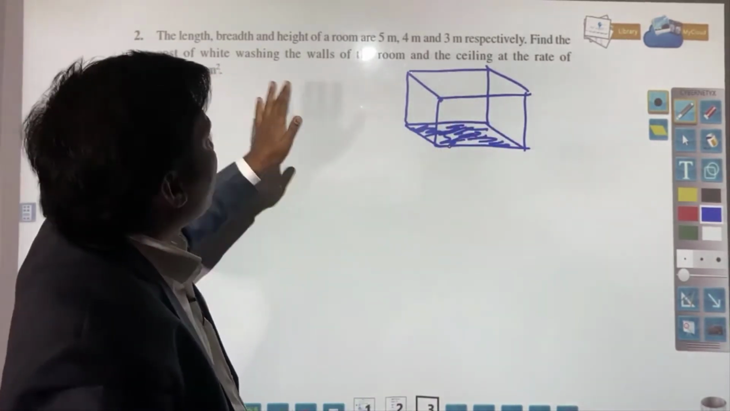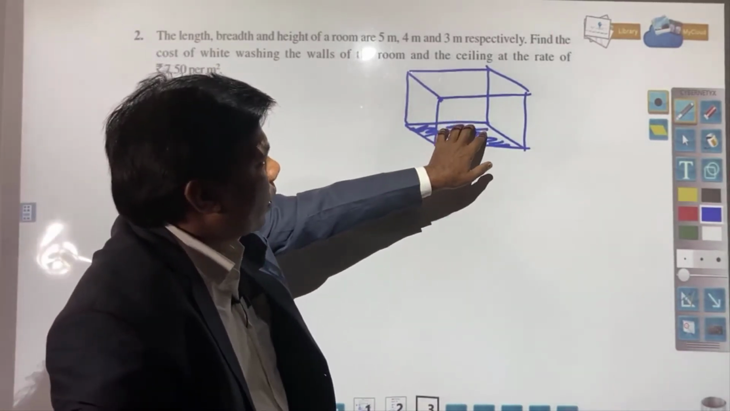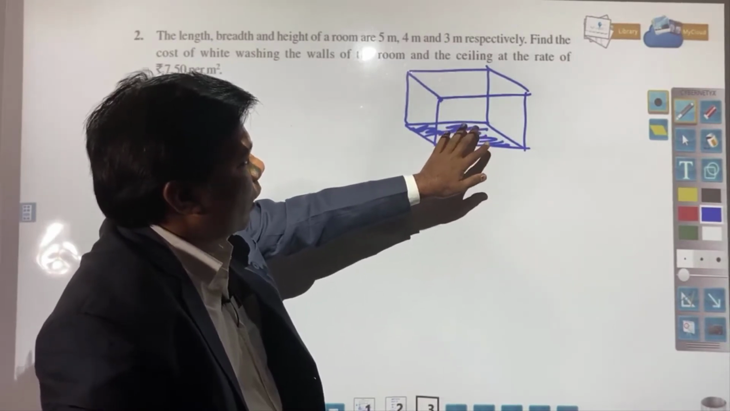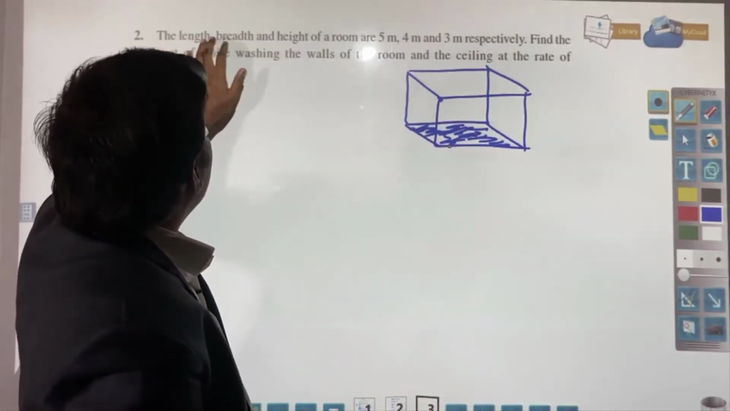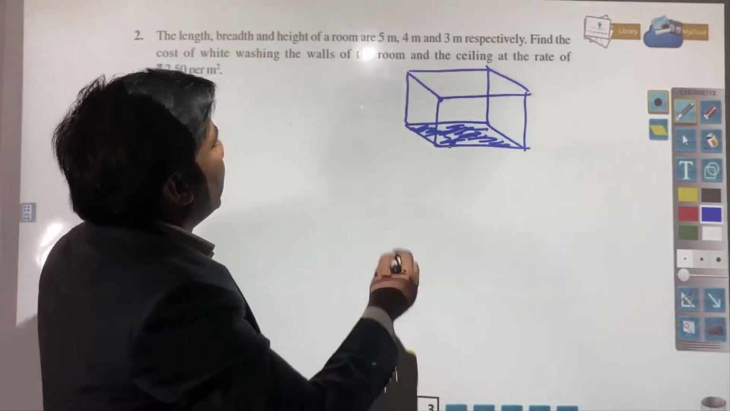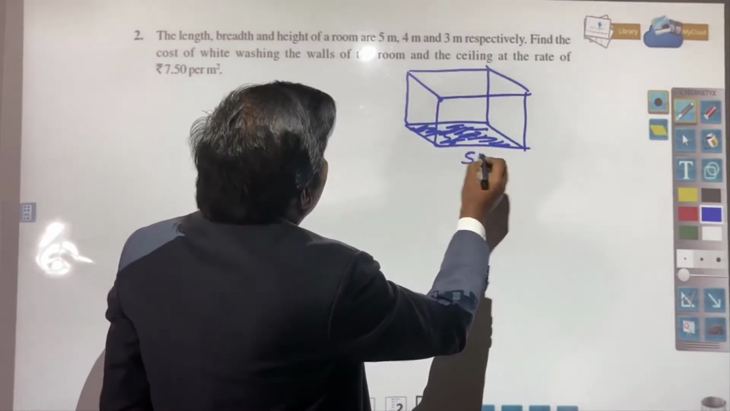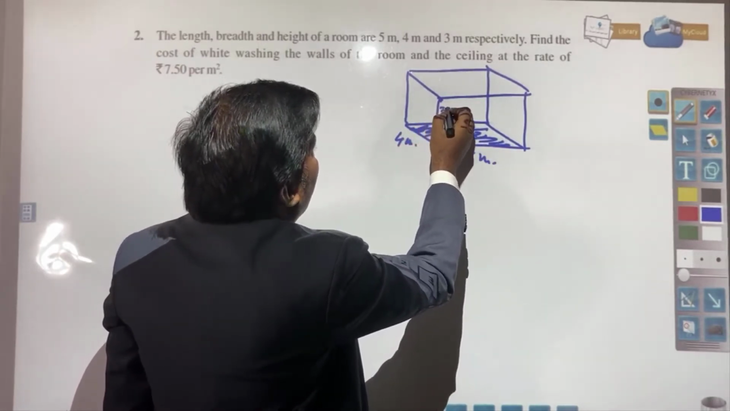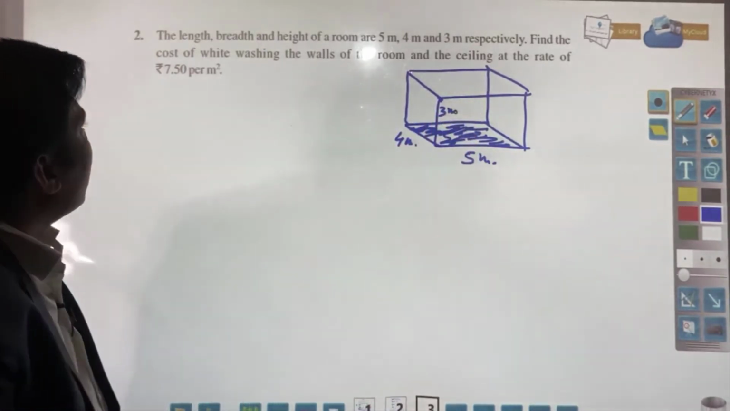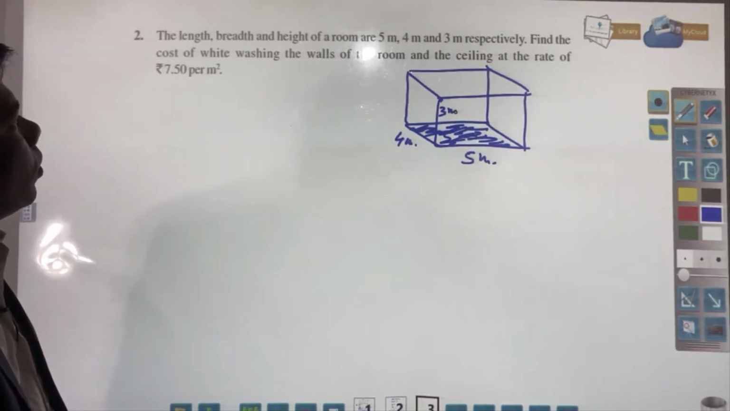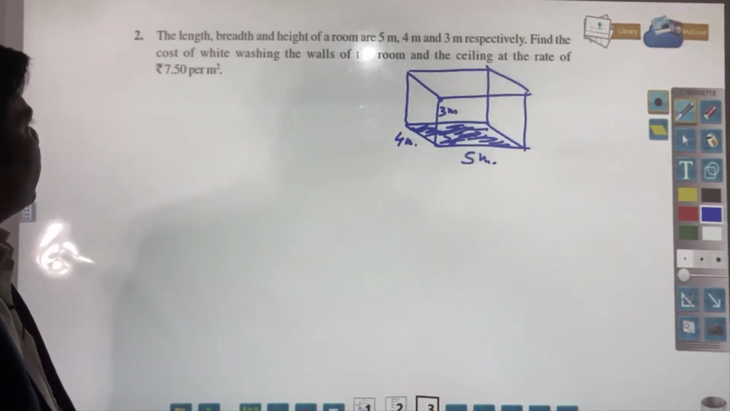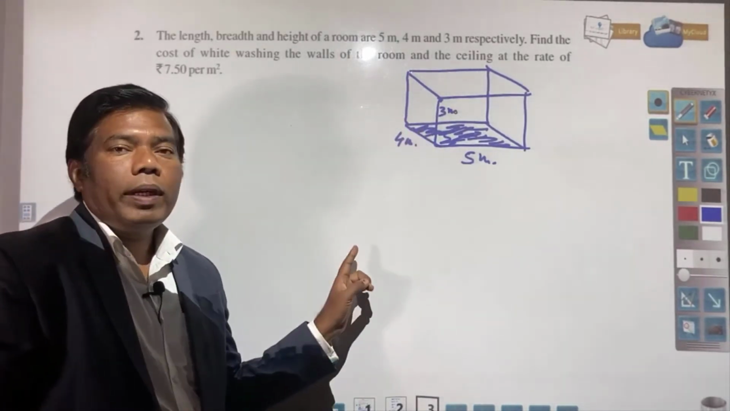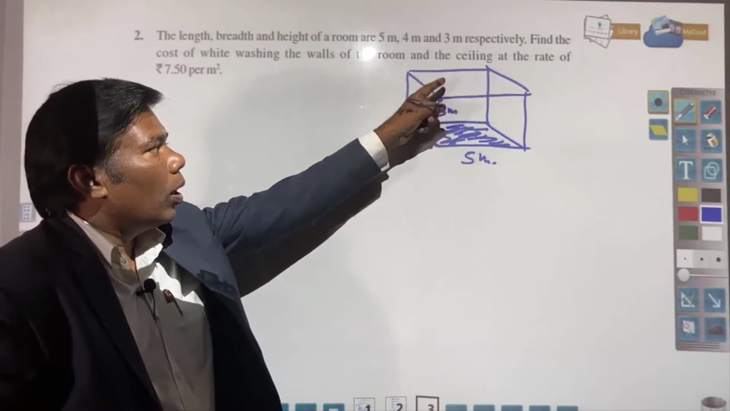So when you are doing whitewash, the floor will be required to be kept separate, because the floor will not be required to be whitewashed. So the length, breadth and height has been given. Length is 5 meter, breadth is 4 meter, and height is 3 meter. Find the cost of whitewashing the walls of the room and the ceiling at the rate of rupees 7.50. So again, what we need to find out? Surface area of 4 walls and ceiling.